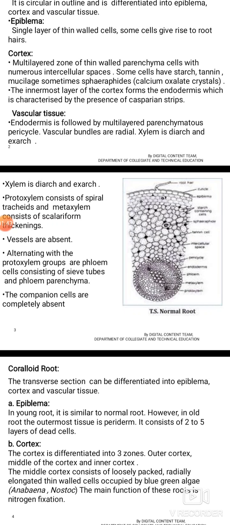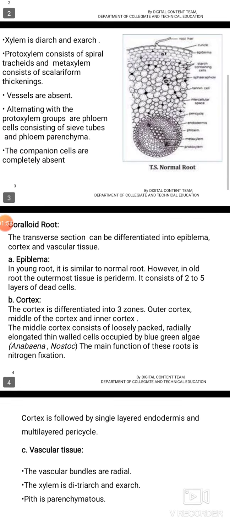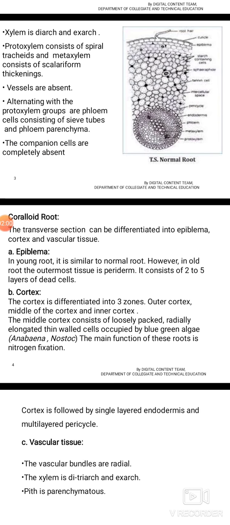Coming to the anatomy of coralloid roots. In a transverse section, the coralloid root can be differentiated into three regions, namely the epidermis, cortex and vascular tissue. Coming to the first one, that is epidermis. In young root, it is similar to a normal root, that is, it is made up of a single layer of cells. However, in old roots, the outermost tissue is periderm. It consists of 2 to 5 layers of dead cells.